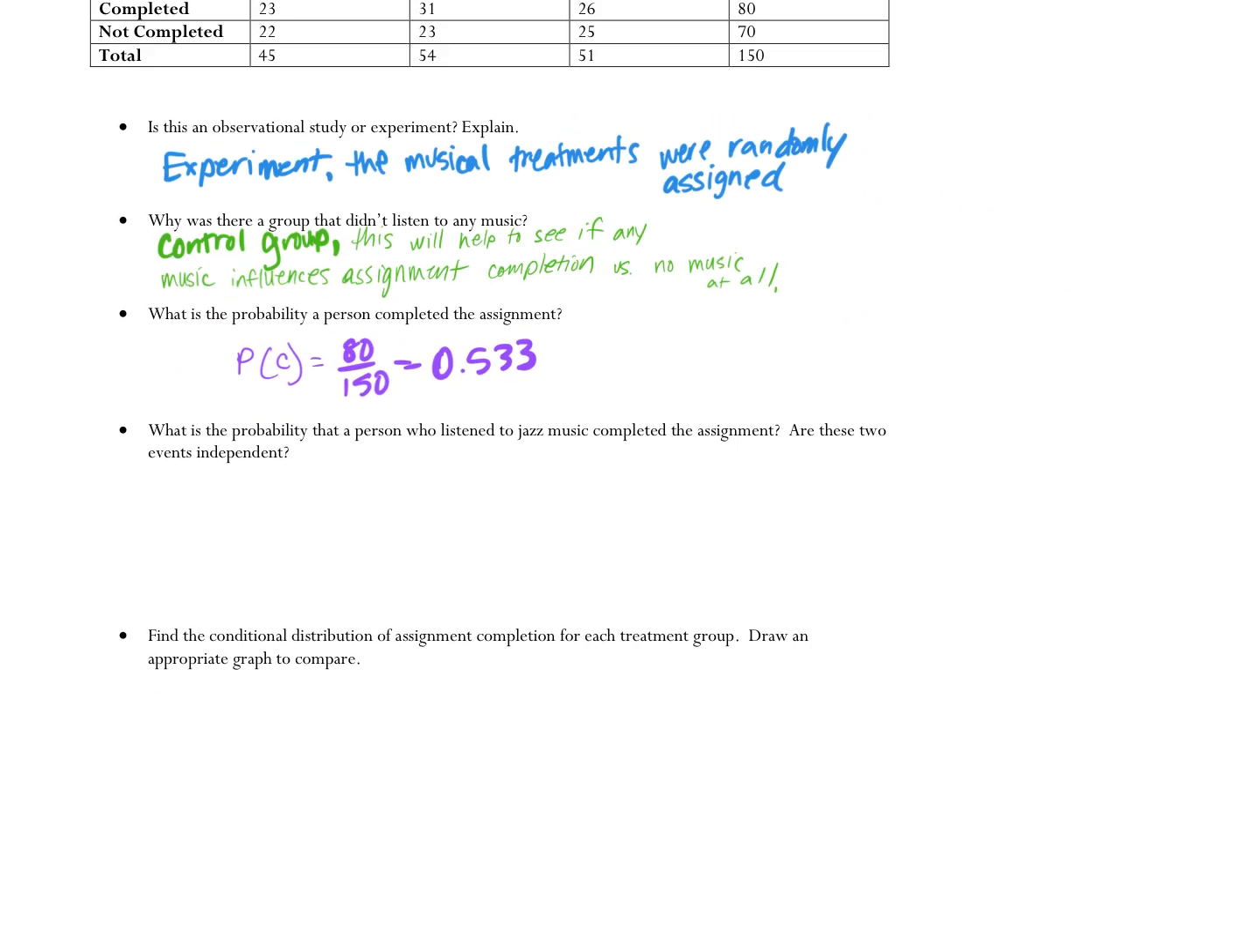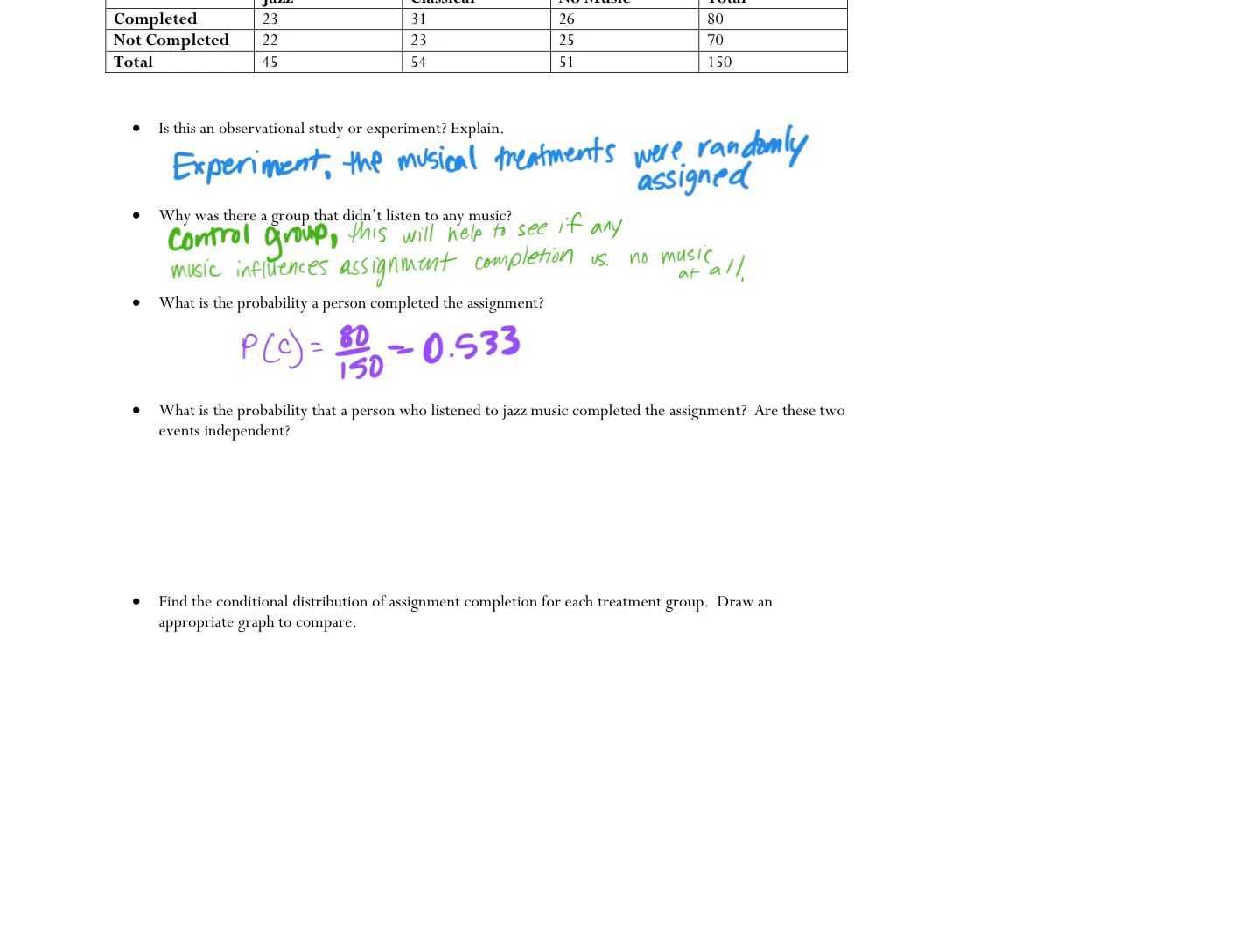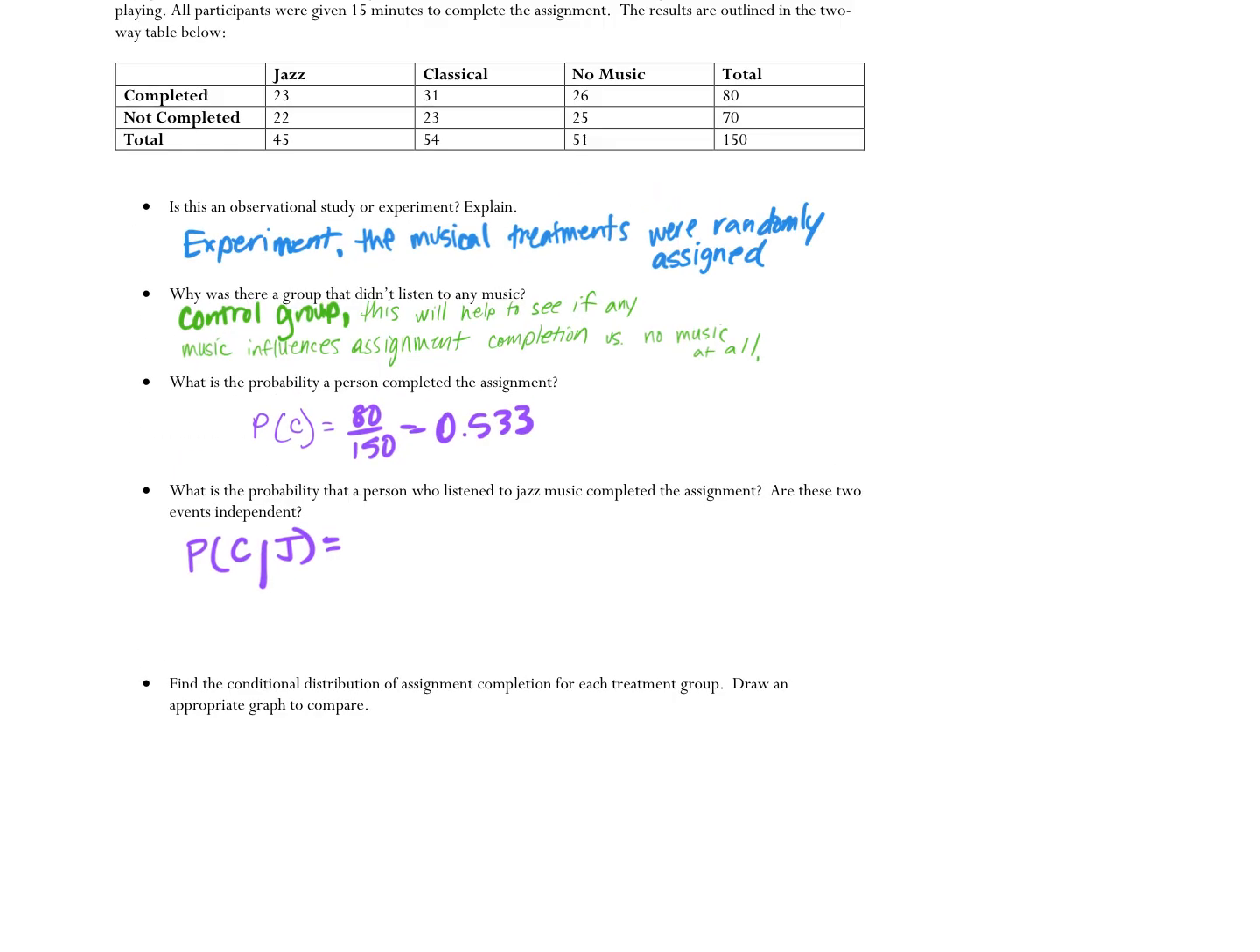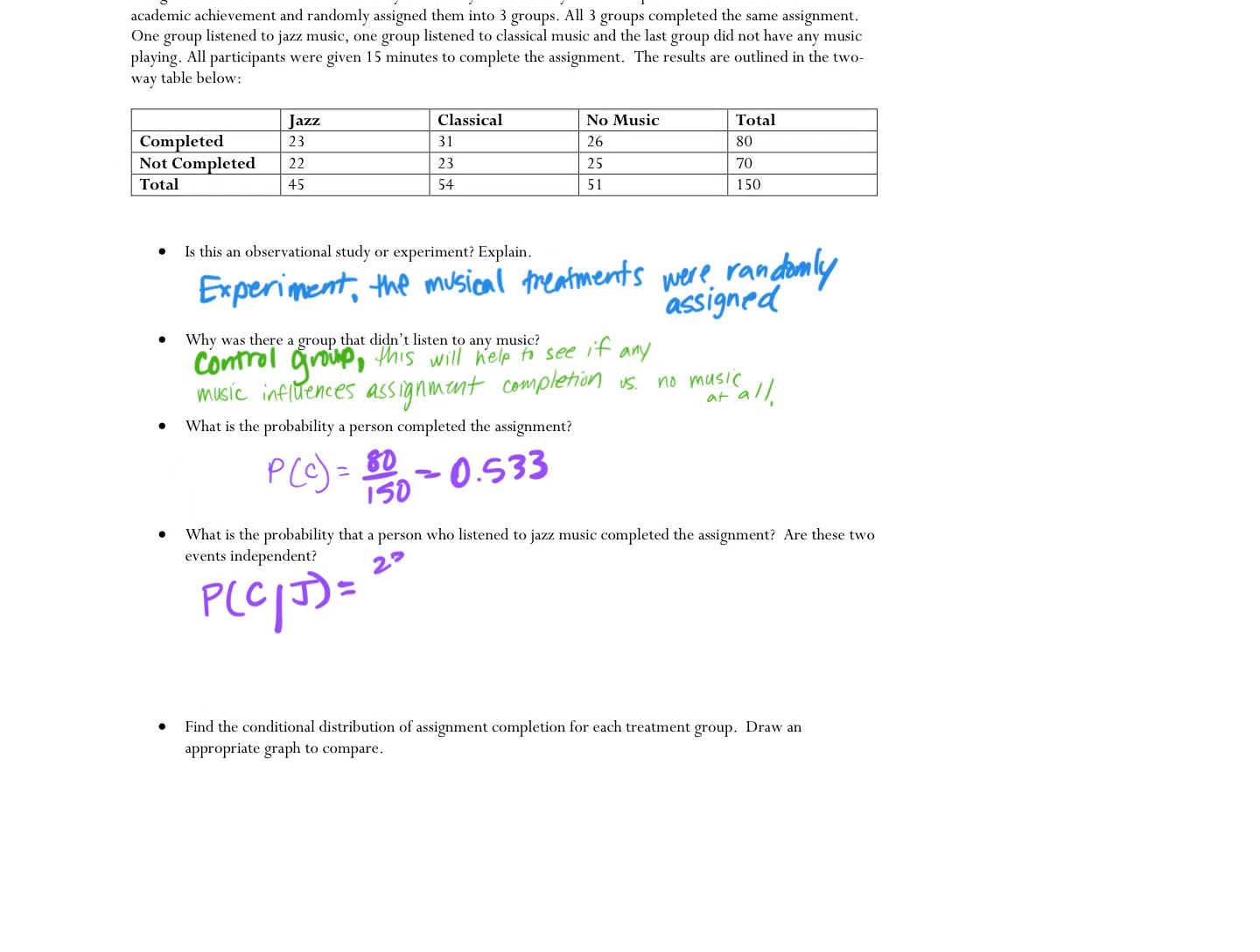All right. Next. What is the probability that a person who listened to jazz music completed the assignment? We know that they listened to jazz, right? So to me, that would be what is the probability they completed the assignment given that they listened to jazz? 23 over 45. 0.51 repeating.